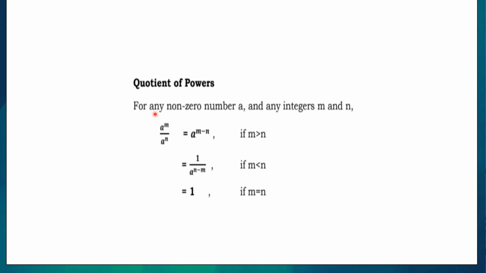Quotient of powers. For any non-zero number a and any integers m and n, a to the power of m over a to the power of n is equal to a to the power of m minus n if m is greater than n, and 1 over a to the power of n minus m if n is greater than m, and 1 if m is equal to n. If they're equal, the answer is 1.